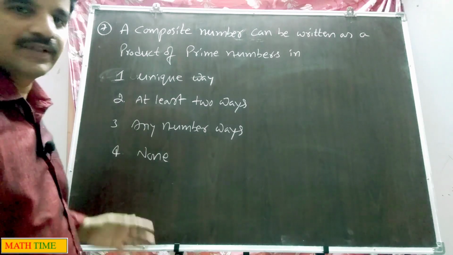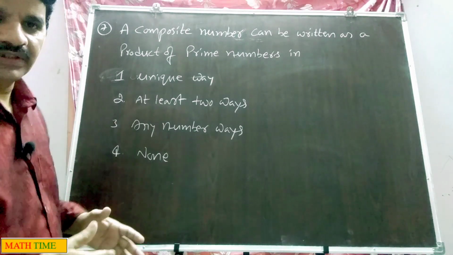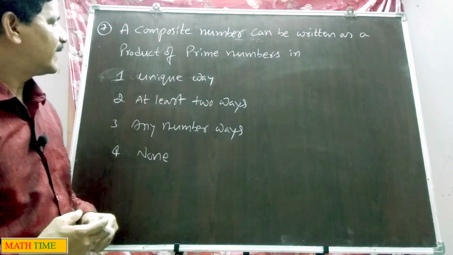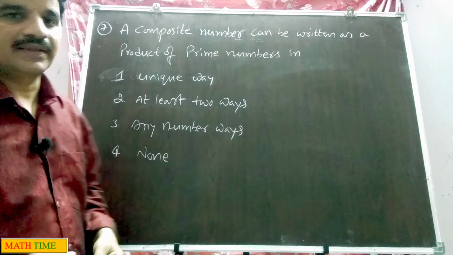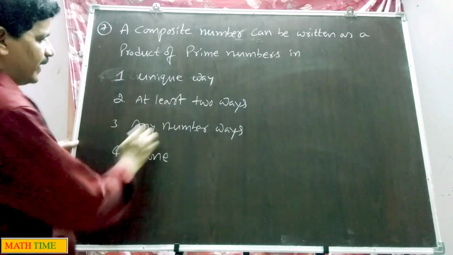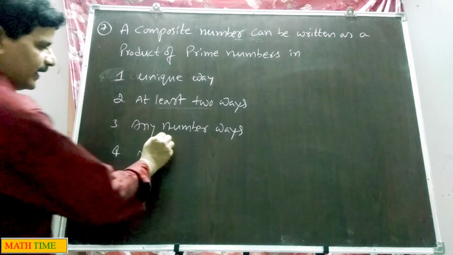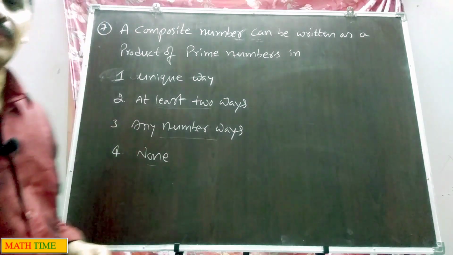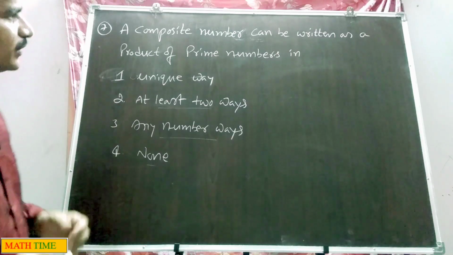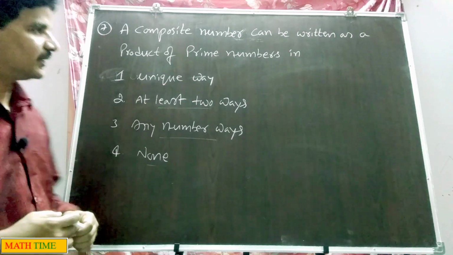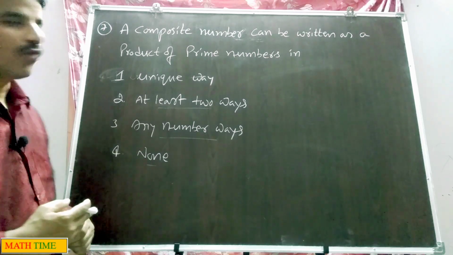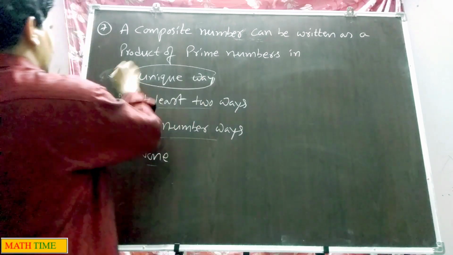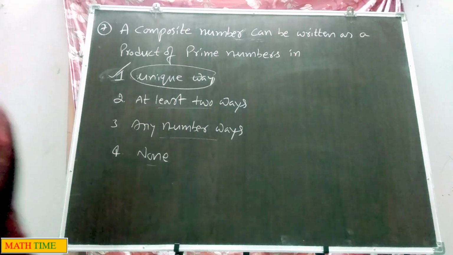So now question number 7. A composite number can be written as a product of prime numbers in: unique way, at least two ways, any number of ways, none. This is one theory bit which is already discussed in the concepts and important points. By the fundamental theorem of arithmetic, we said every composite number can be written as a product of primes in one and only one way, meaning a unique way. The answer is unique way. Option number 1 is the right answer.